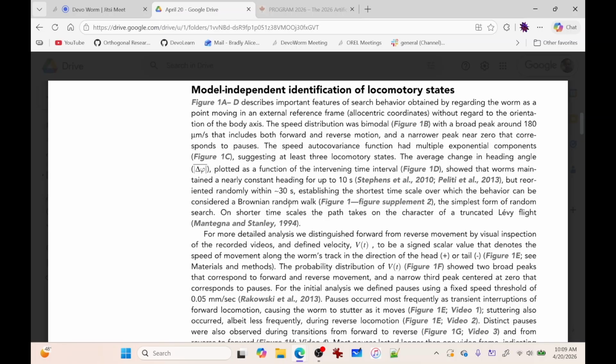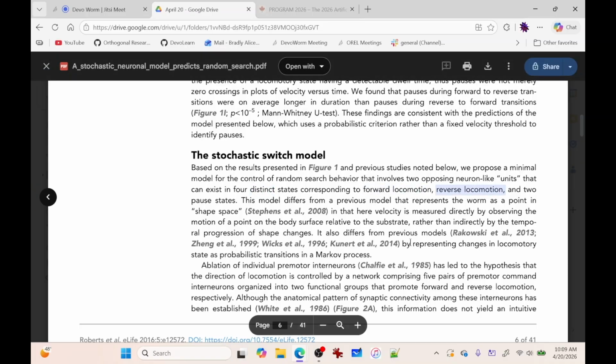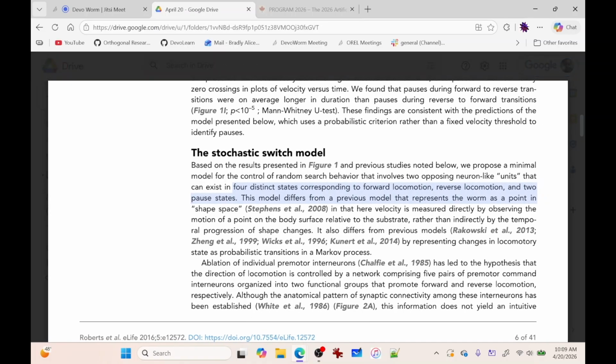So this is all dependent on the connectome, and then they talk about the stochastic switch model, which is where they propose this minimal model for the control of random search behavior, where you have these two opposing neuron-like units that can exist in 4 distinct states, corresponding to forward locomotion, reverse locomotion, and then 2 pause states. So when we looked at the pause data or the dwell time data, those are the pause states. So they reverse direction, and they have to switch between forward and reverse locomotion. And then they have these 2 pause states that they have to switch to during this run. So that's what they're modeling here.